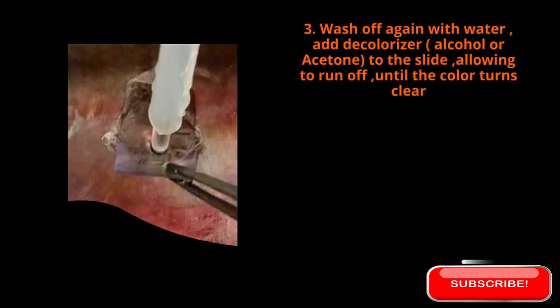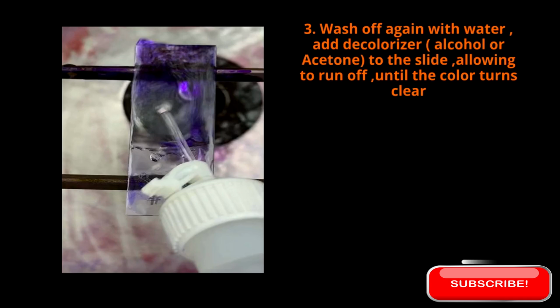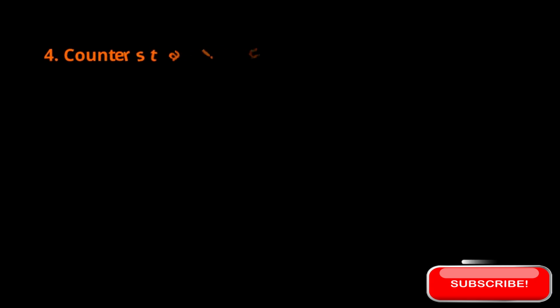Third, add the decolorizer, either alcohol or acetone, several times to the slide, allowing it to run off until the color turns clear. This washes away all the unbound basic dye, usually crystal violet, and leaves gram-positive organisms stained purple and gram-negative organisms unstained. Finally, it's the 4th step.